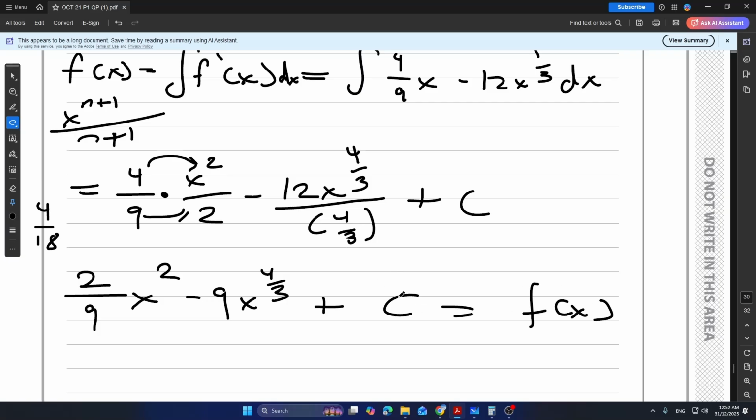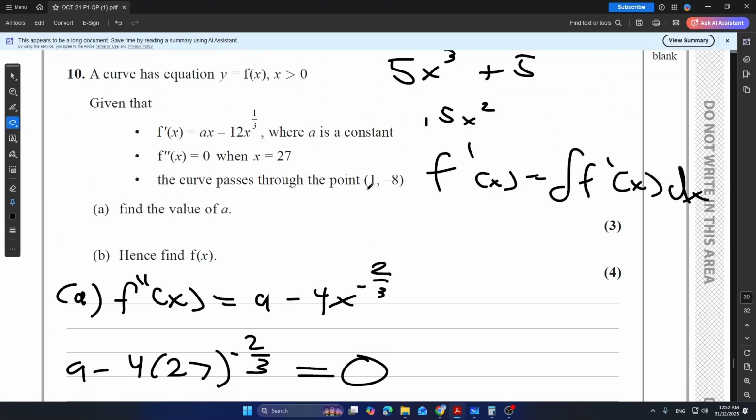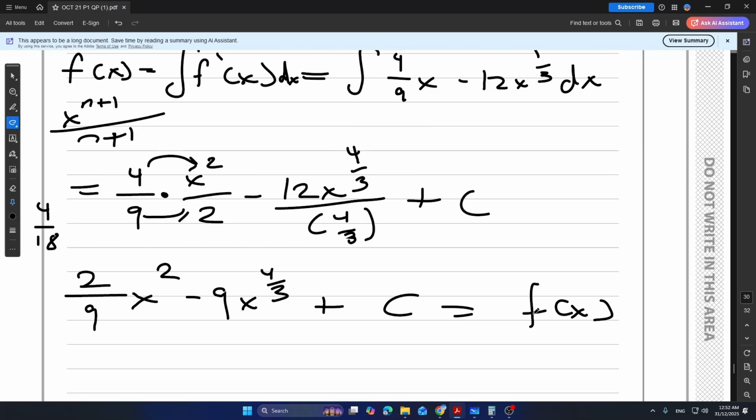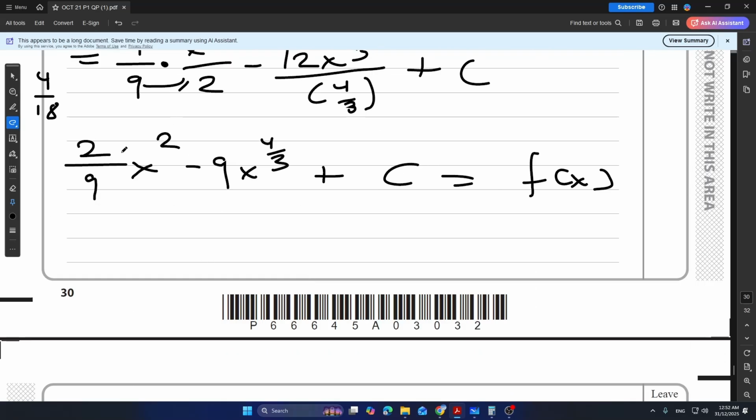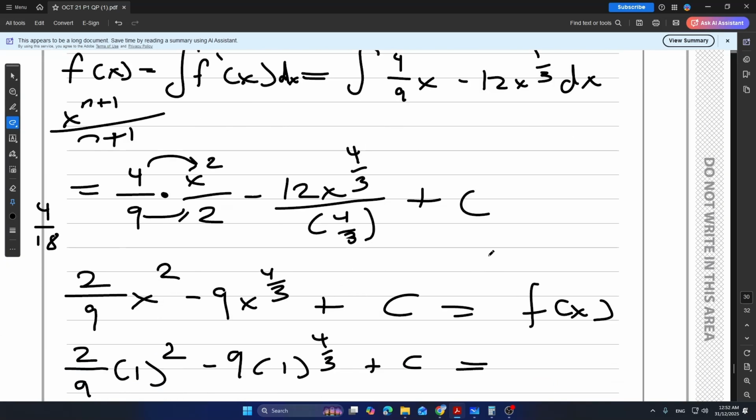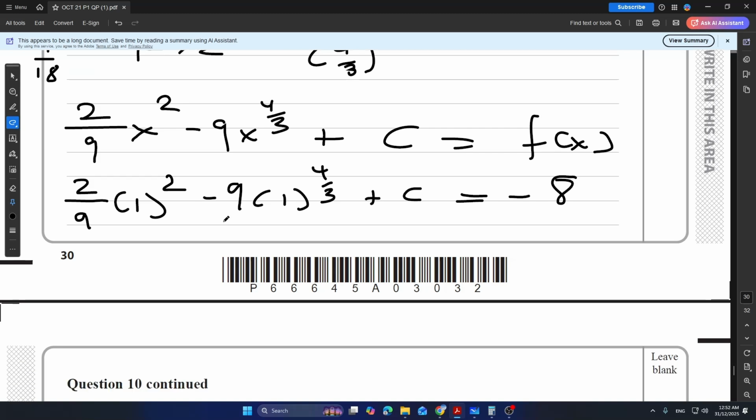Now, how to get c? Simple. We will take the point that it gave us and substitute. 1 is the x coordinate, minus 8 is the y coordinate. F of x is basically y. So I can substitute 2 by 9 times 1 squared minus 9 times 1 power 4 over 3, plus c equal to minus 8. And then I can substitute. So let's put in the substitution.